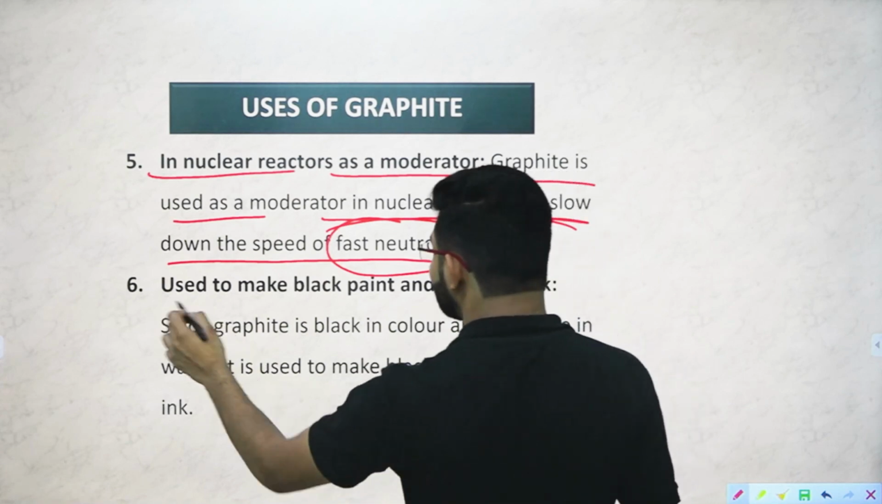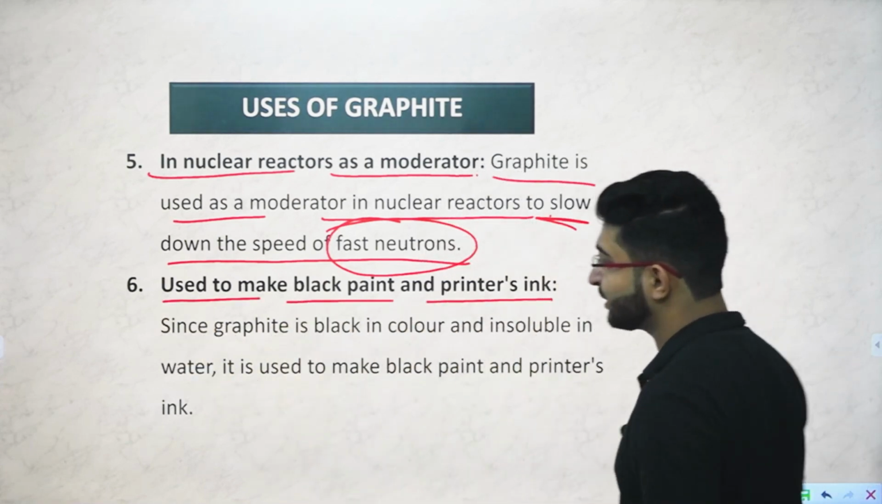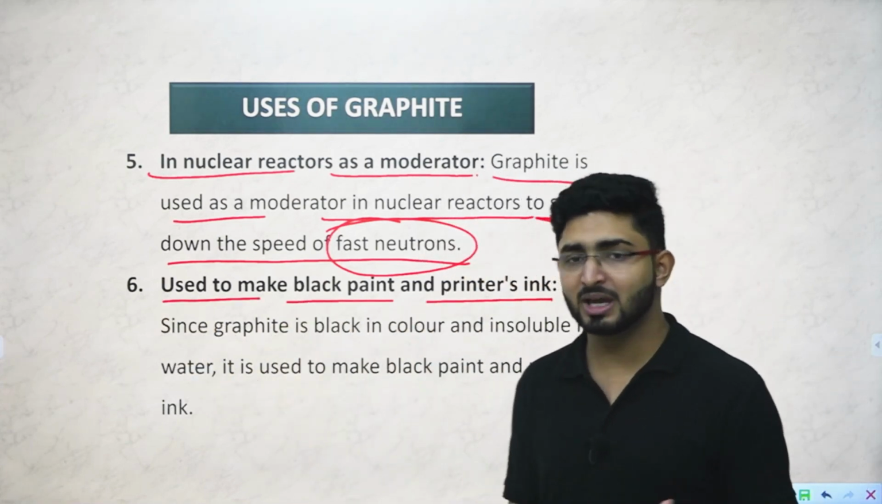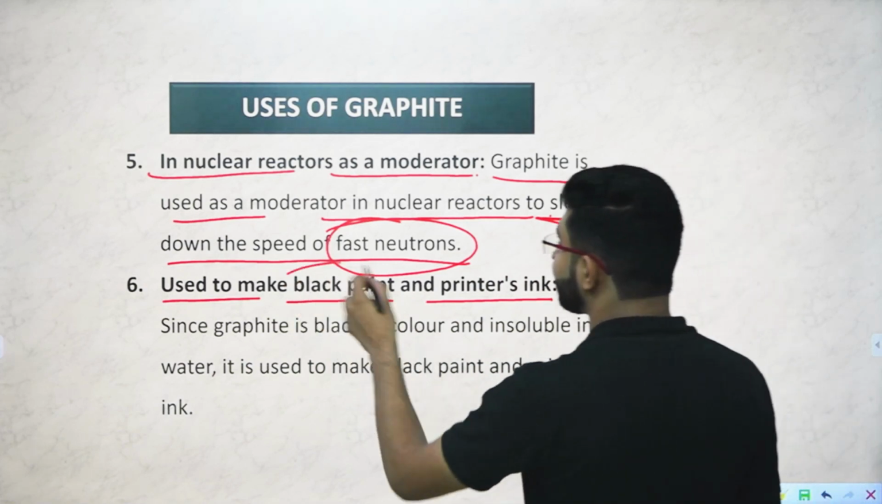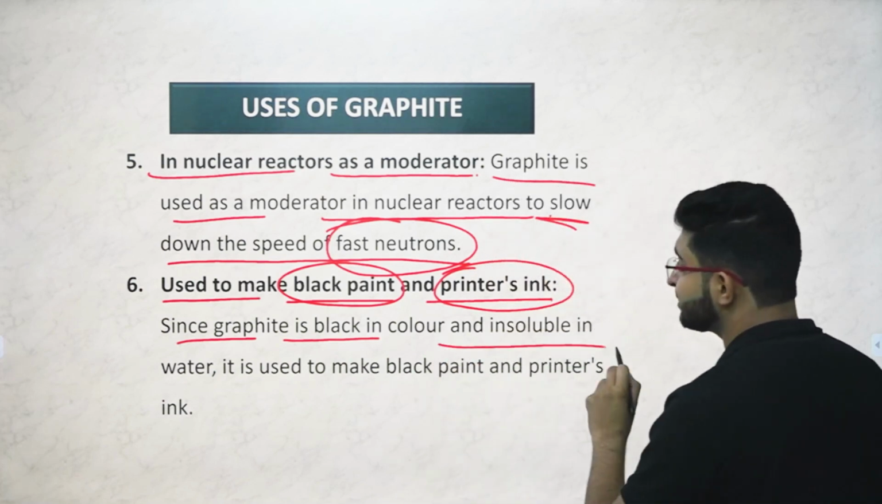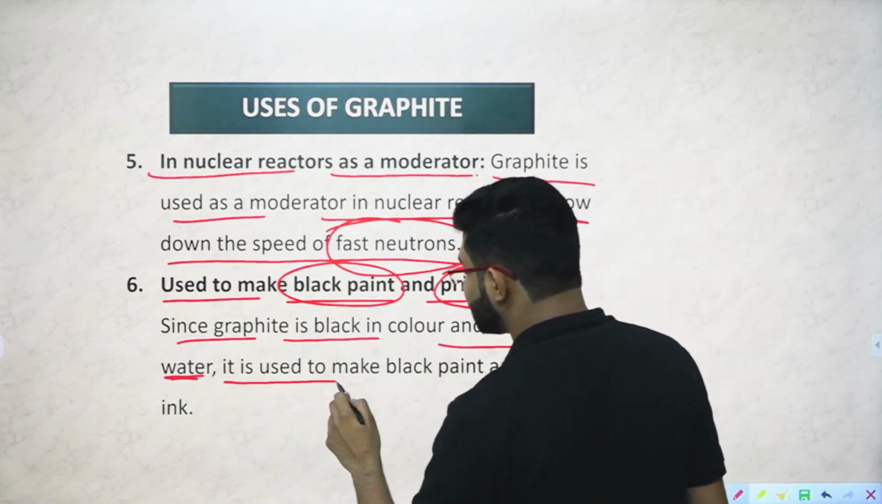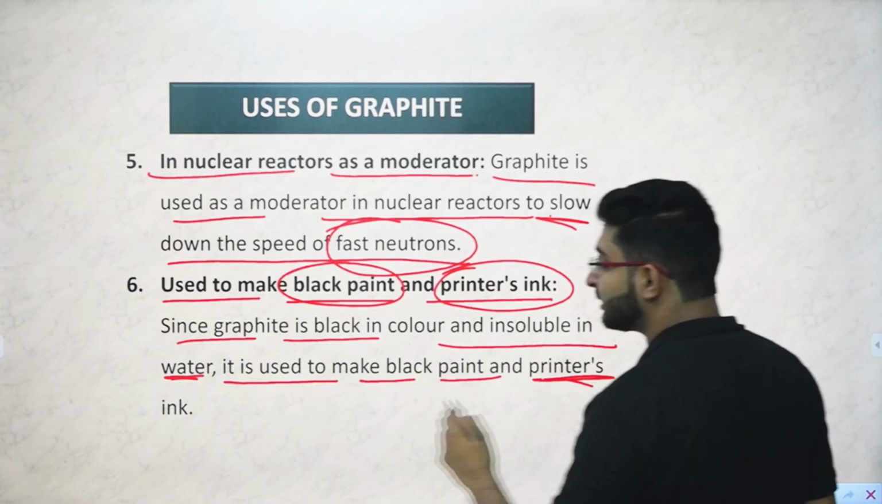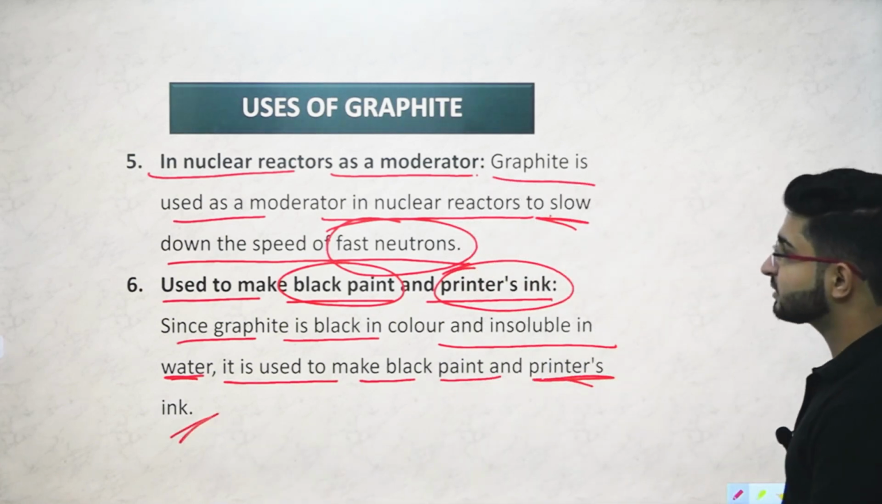The next one is to make black paint and printers ink, because it has a black color in nature. That's why we use it as black paint and printers ink. Since graphite is black in color and insoluble in water, it is used to make black paint and printers ink. Okay, take the screenshot of this.